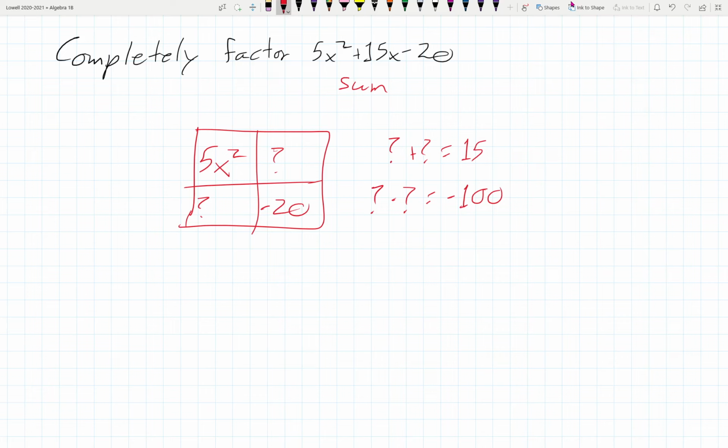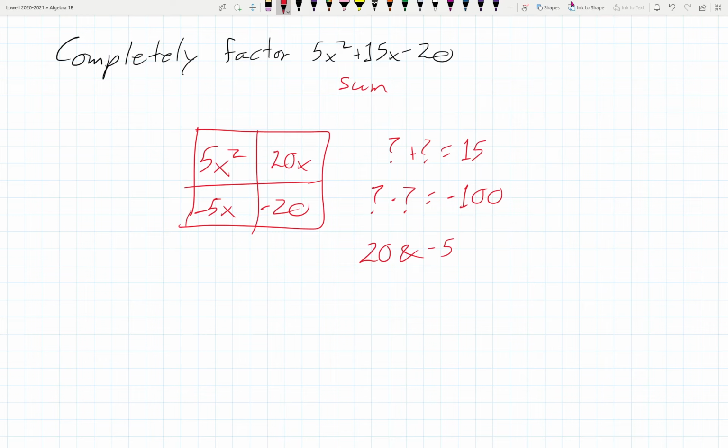I believe the numbers we're looking for, and you want to check my work here, are 20 and negative 5. More specifically, 20x and negative 5x. I'm going to put that right here. Now that I've done that, I can pull out my common factors, and there are actually several ways you could do this.